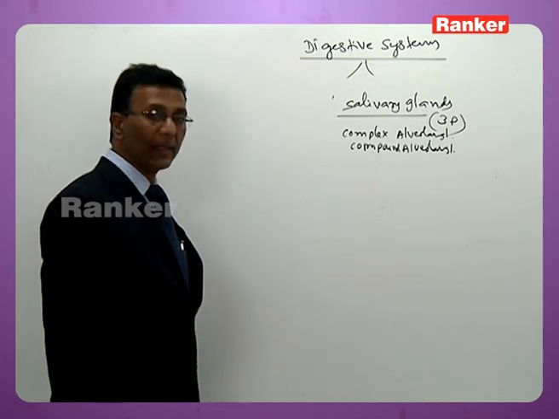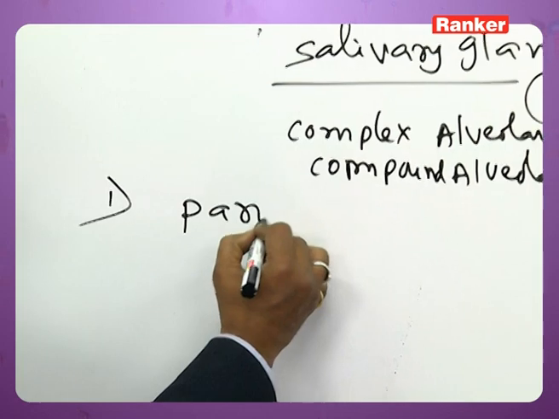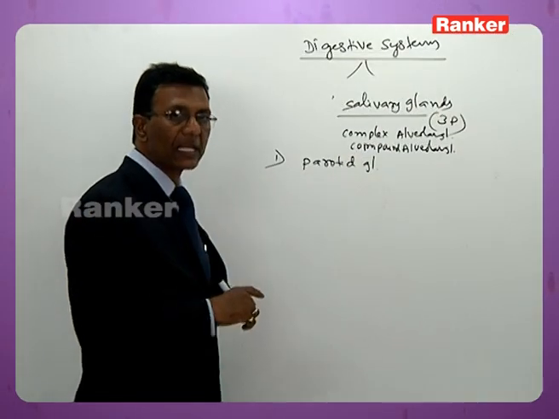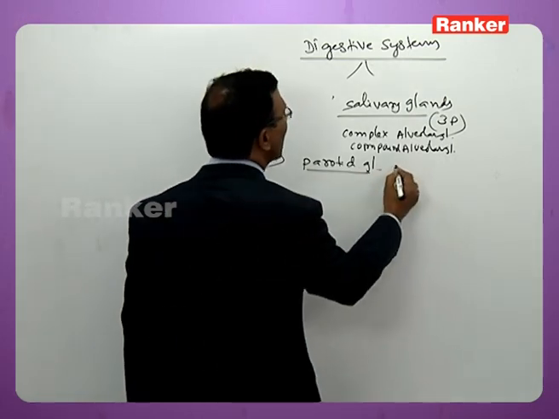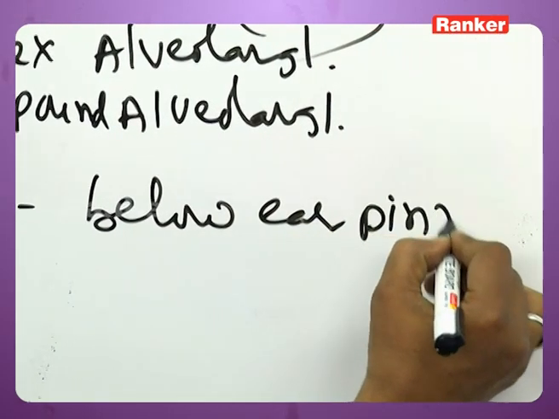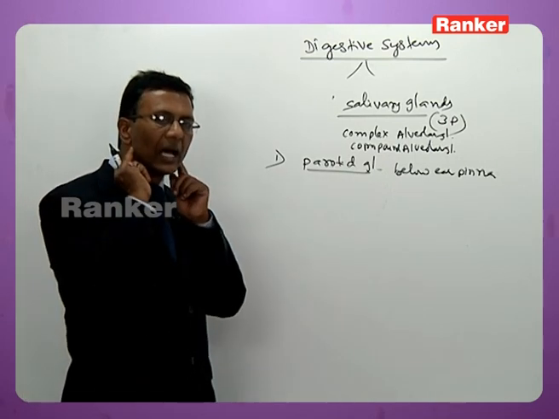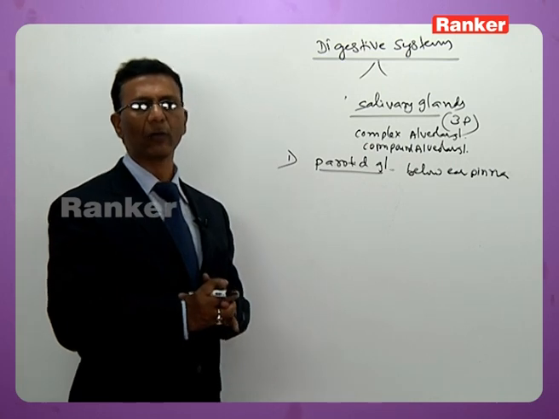Now what are the glands present in the human body? 3 pairs are there. The first one is the parotid gland. The largest among the various salivary glands in the human body are the parotid glands. They are present below the ear pinna. The parotid glands lie just below the ear pinna, and they are the largest among the salivary glands.